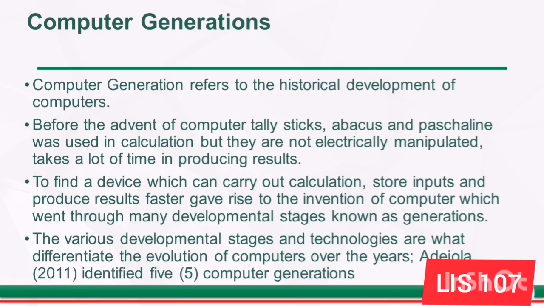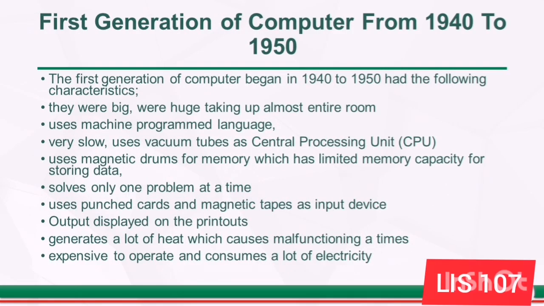And when computer was invented, it went through so many stages up to the present stage that we are in, which is also known as generations. Now, these various stages is what Adejola in 2011 identified as five. Now, these five computer generations, we have the first generation, the second, the third, the fourth, and the fifth. So I want us to look at the first generation.